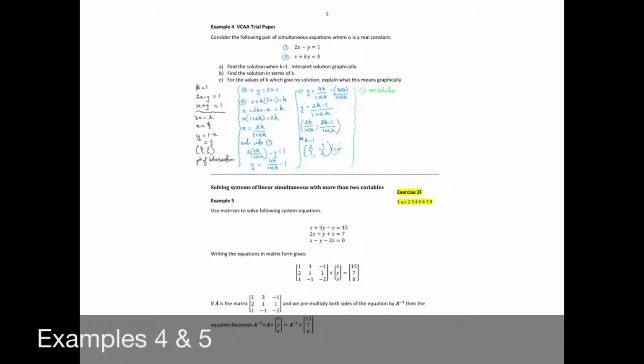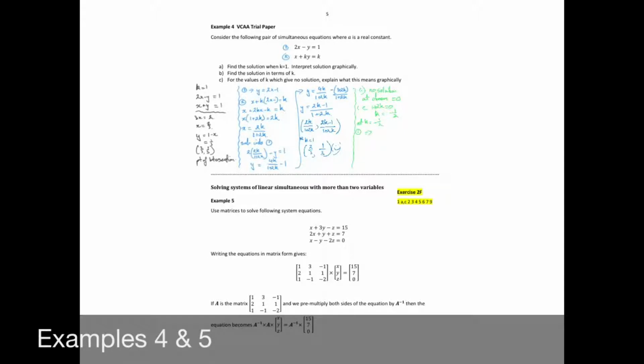For no solution, how do I get no solution? We'll have a look at the k coordinates there. I won't get a solution here if my denominator is 0, will I? So the denominator in both of those x and y coordinates is 1 plus 2k. So if 1 plus 2k is equal to 0, or k is equal to minus a half, I won't get a solution.